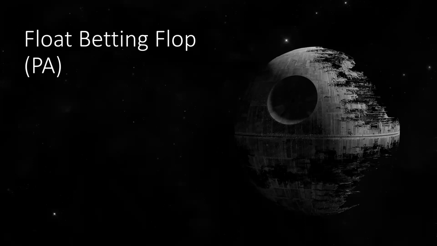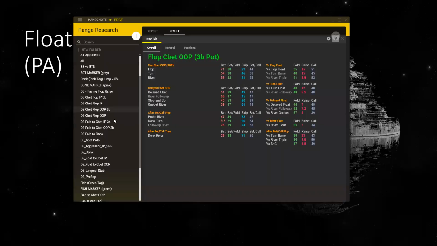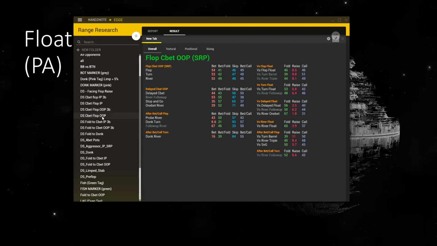This is going to be the float betting flop population analysis module. Let's bring up the range research data. We're just going to get a general feel for how much the player pool is folding, and we'll break that down by a few different variables as well. So we'll start with single raised heads up pots.